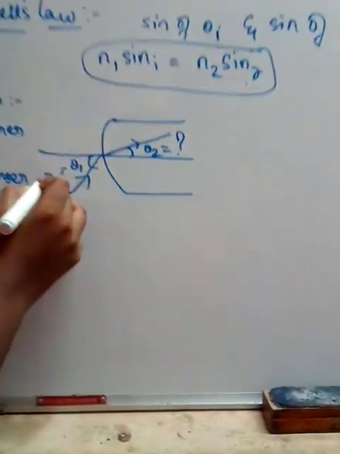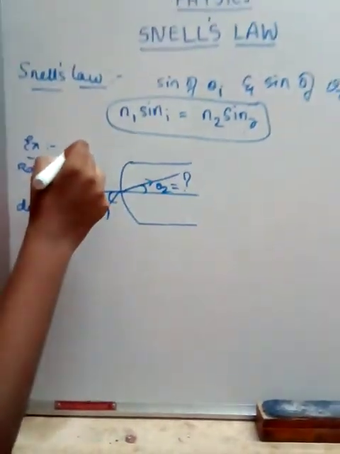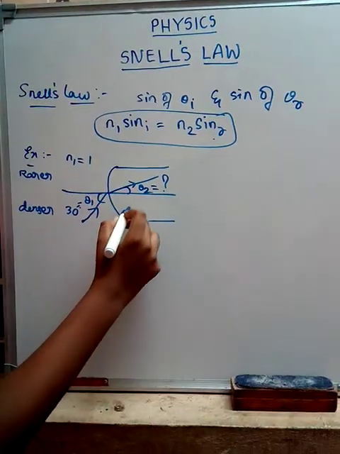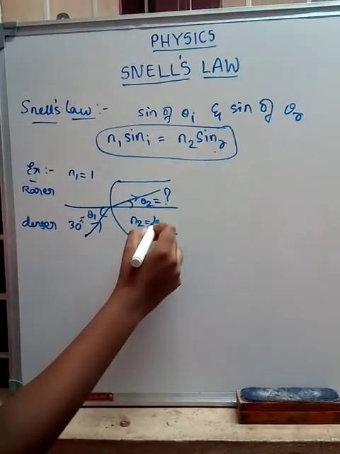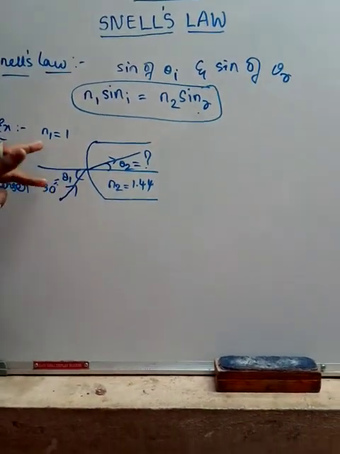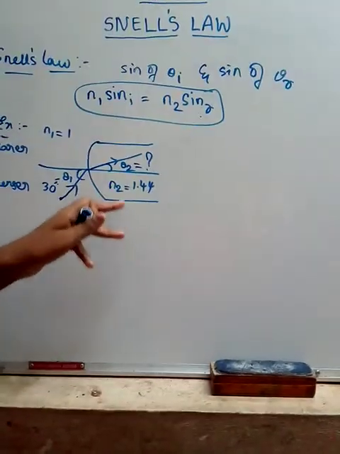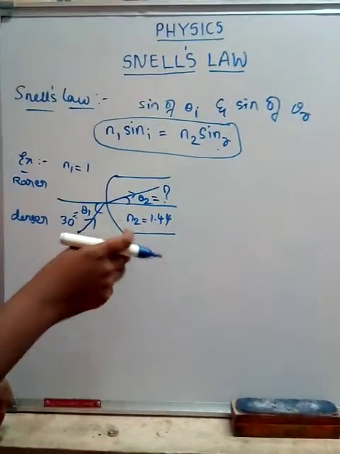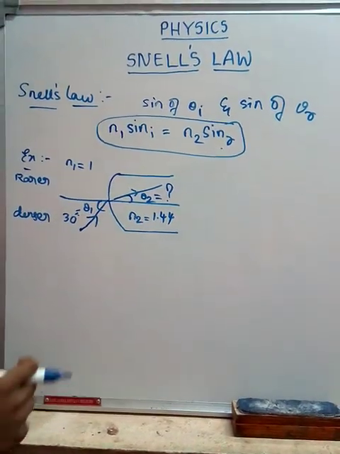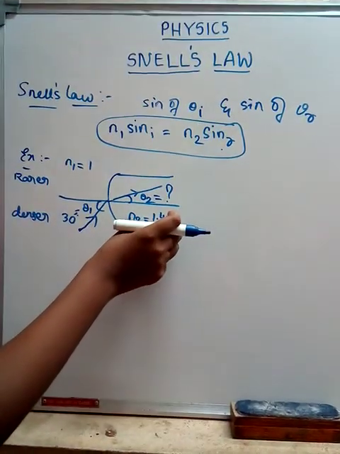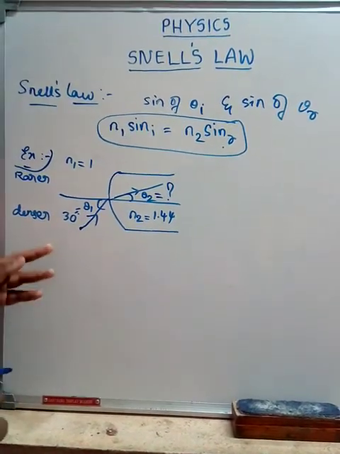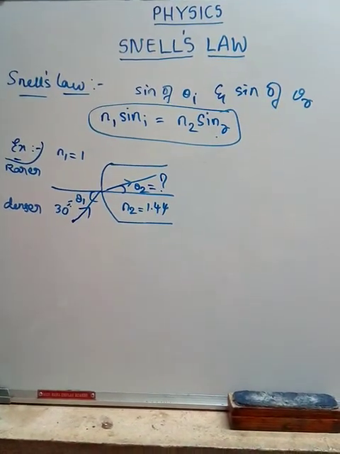Theta 1 is equal to 30 degrees. N1 is equal to 1, and N2 is equal to 1.44. That is the refractive index of air and the refractive index of water. The values are N2 equals 1.44 and N1 equals 1. Now let's start the sum.